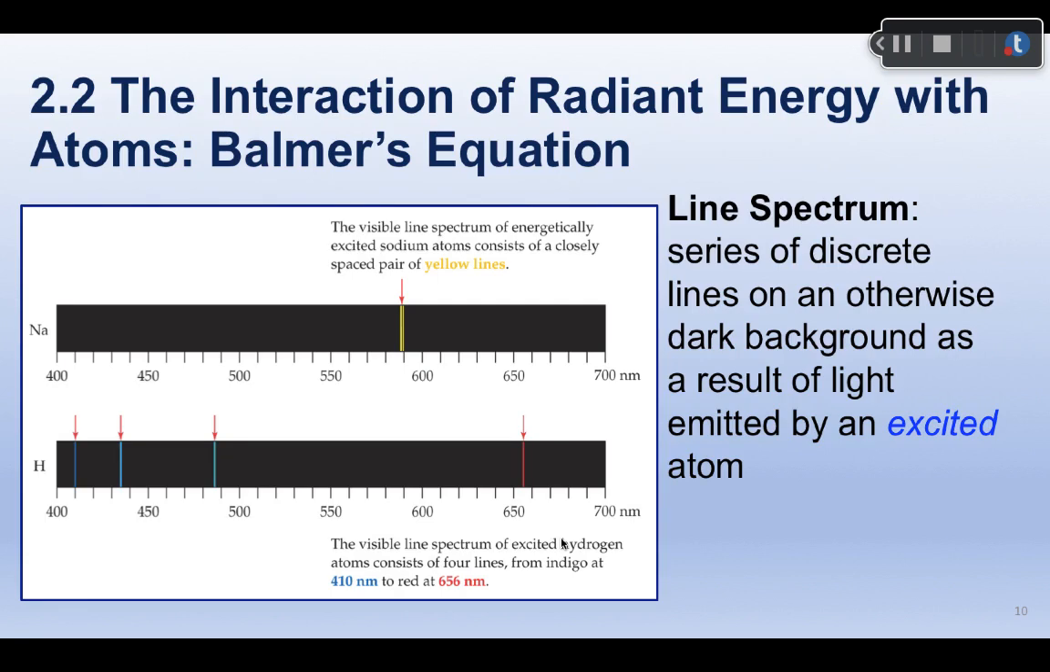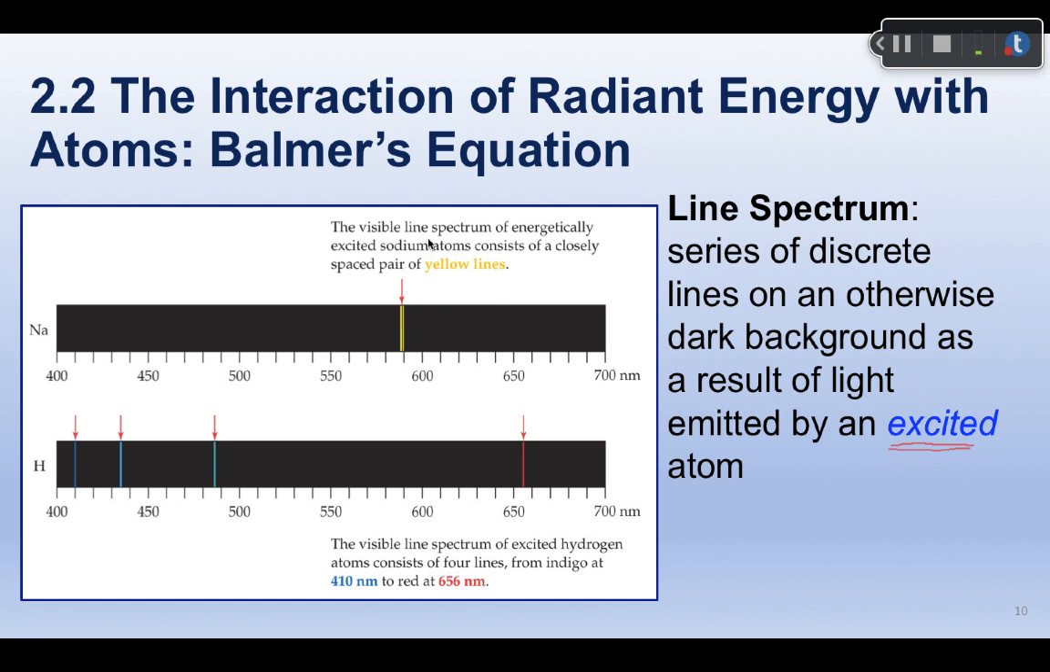radiant energy interacts with atoms, and the scientists back in the 1800s did far more complex things than we can fathom. They discovered line spectra, a series of discrete lines that you could find on a dark background, that were the result of light emitted by excited atoms. They got the atoms excited with either electricity or heat, and light was emitted, and they figured out what it looked like, and it came in different colors and different wavelengths. Different patterns were characteristic for different elements.